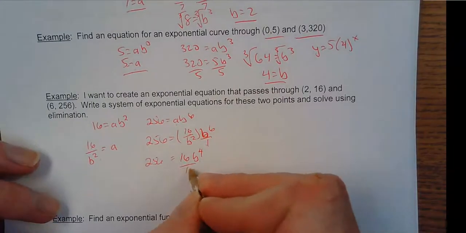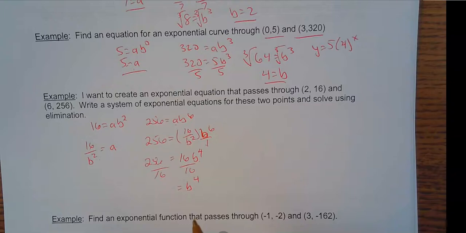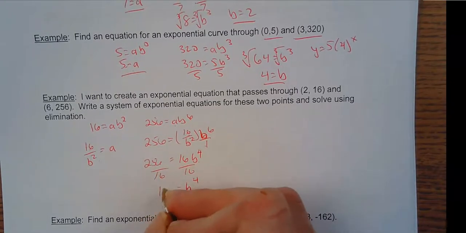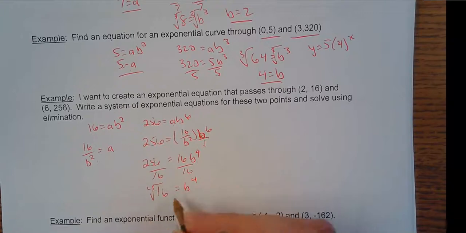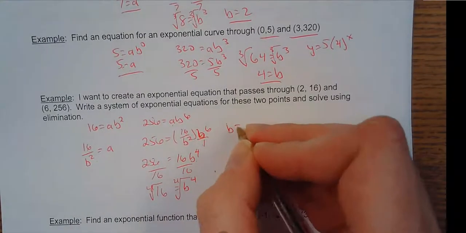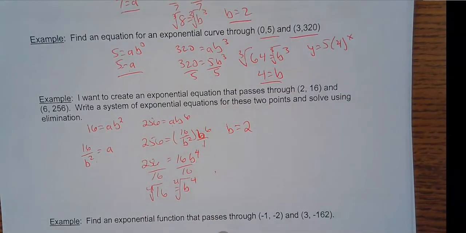Now solve for b. So divide by 16. So b to the 4th is going to, let's see, if I divide 256 by 16, that is 16. And then take the 4th root of that. So b equals 2. Because 2 to the 4th equals 16.